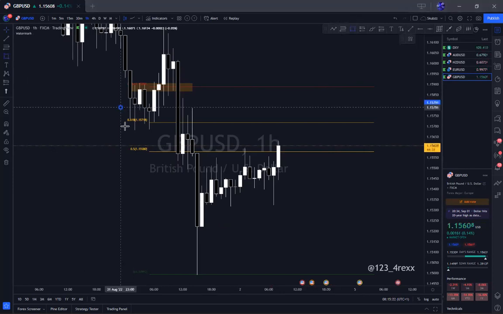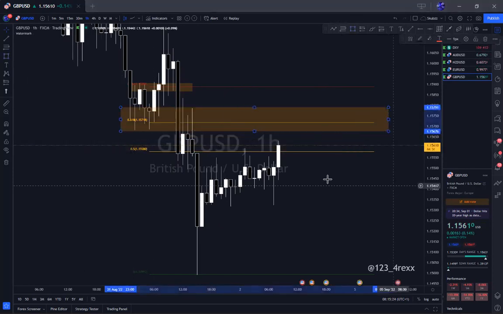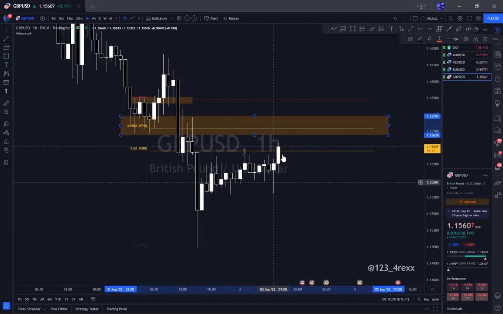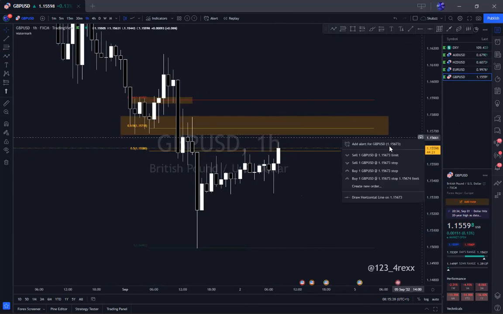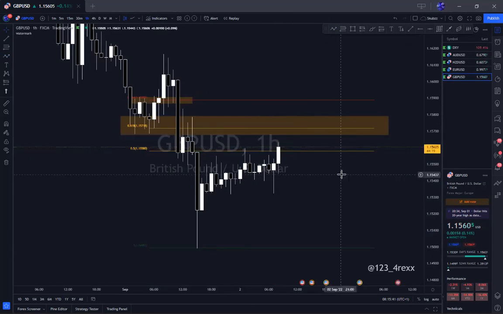So this area here, that's what I'll be looking at on GBP. I'll see if I can get that retest here. If we get that retest here, then we might see that very nice push to the downside. So that's how I'm looking at GBP USD. Let me set an alert around this area here and see that retest.